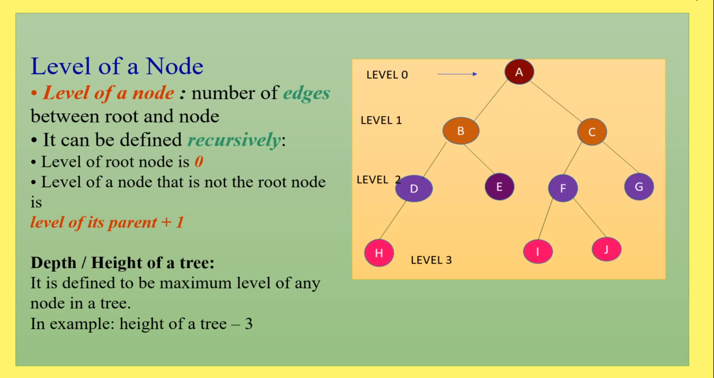The number of edges between the root and the node is called the level of a node. The level of a node is defined initially by getting the root at level 0, and their children at level plus 1, or if the parent is at L, then their children are at L plus 1.